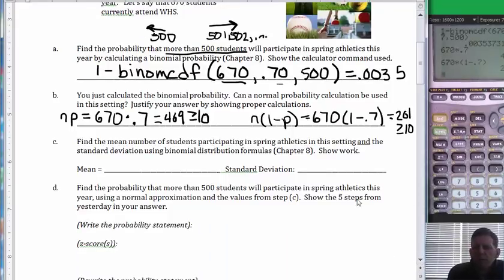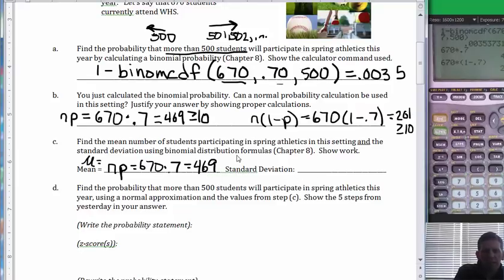Well, two things we need to calculate are a mean and a standard deviation. So the mean number of students participating in spring athletics, this is a binomial setting, so we can use the binomial mean formula that's on your yellow formula sheet. The formula for the binomial mean is mu equals n times p. So we just have to calculate 670 times 0.7, which we already did. That was equal to 469.